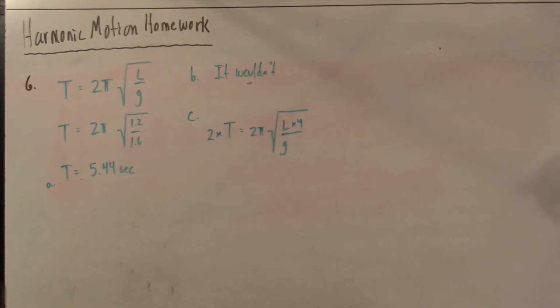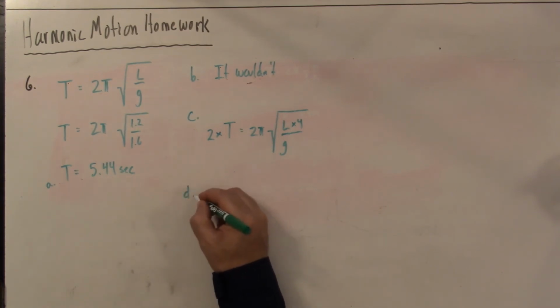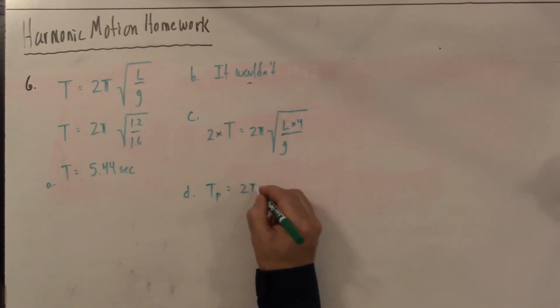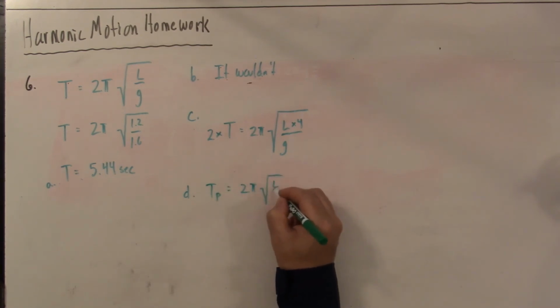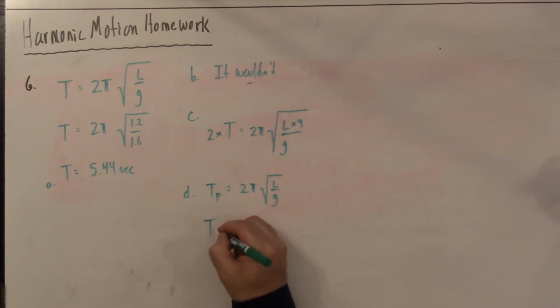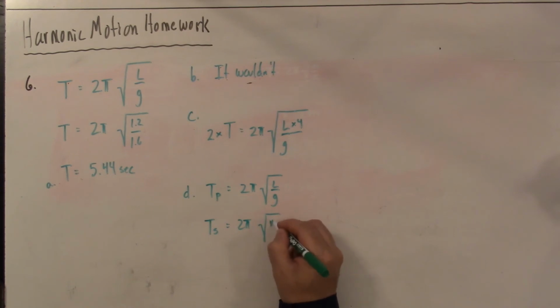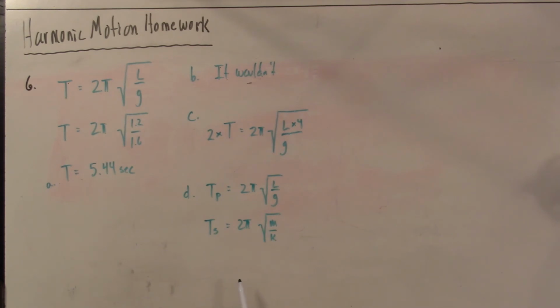D says, if the original bob were hung on a spring, what would the constant need to be in order for the spring to oscillate with the same period? So what we're going to do here is we're going to equate our two ideas. We know the period for a pendulum is equal to 2 pi times the square root of L over g. The period of a spring is equal to 2 pi times the square root of m over k. And so there's a couple ways you can do this.